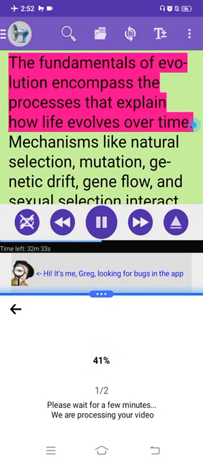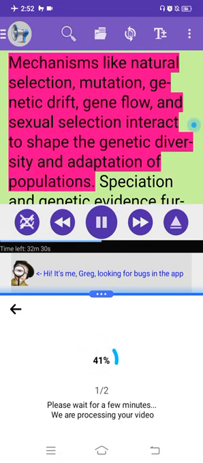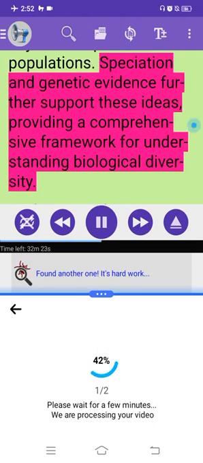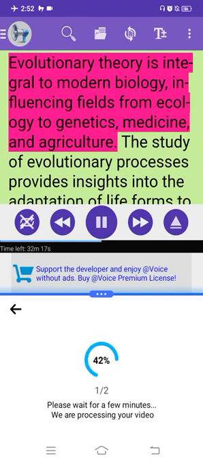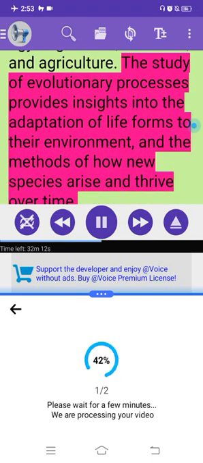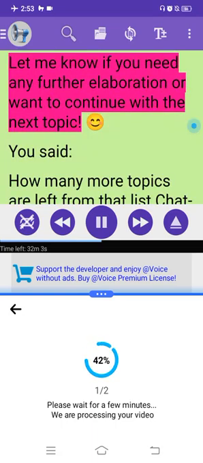4. Conclusion. The fundamentals of evolution encompass the processes that explain how life evolves over time. Mechanisms like natural selection, mutation, genetic drift, gene flow, and sexual selection interact to shape the genetic diversity and adaptation of populations. Speciation and genetic evidence further support these ideas, providing a comprehensive framework for understanding biological diversity. Evolutionary theory is integral to modern biology, influencing fields from ecology to genetics, medicine, and agriculture. The study of evolutionary processes provides insights into the adaptation of life forms to their environment, and the methods of how new species arise and thrive over time. Let me know if you need any further elaboration or want to continue with the next topic.